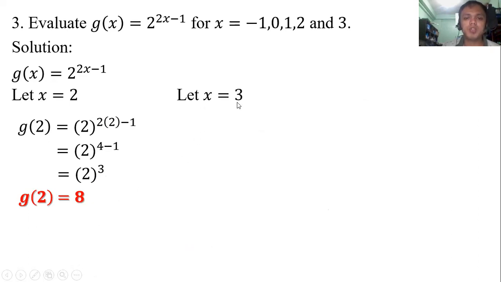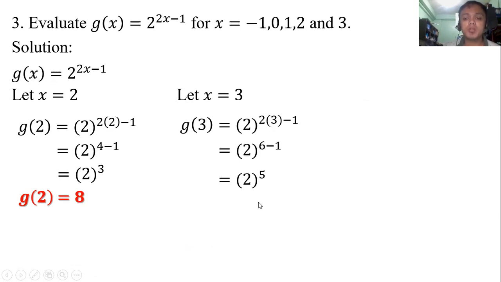Next, if your x naman is 3, so we have 2 raised to 2 times 3. That is 6 minus 1. That is 5. Then 2 raised to 5. No, multiply 2, yes, 2 5 times by itself. No, 2 times 2 times 2 times 2 times 2. And that is equal to 32.